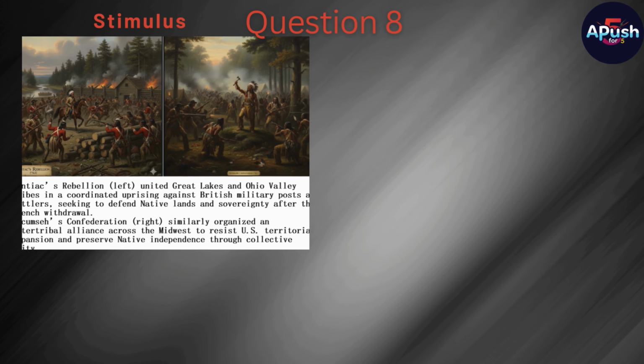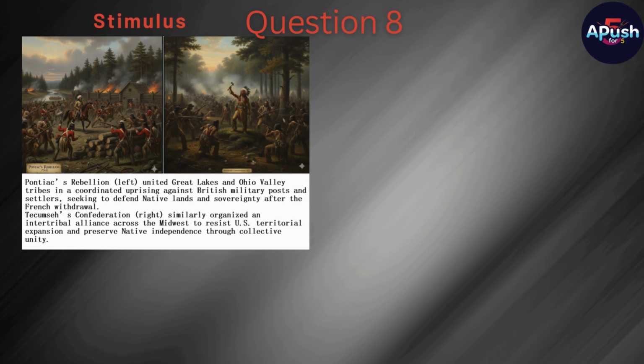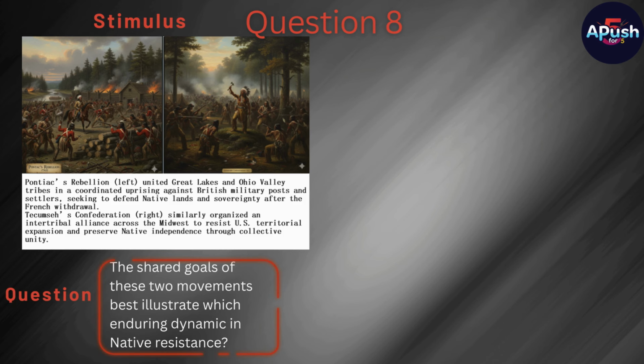Stimulus covering questions 8 through 10. Pontiac's Rebellion, 1763, united Great Lakes and Ohio Valley tribes in a coordinated uprising against British military posts and settlers, seeking to defend native lands and sovereignty after the French withdrawal. Tecumseh's Confederation, 1811, similarly organized an intertribal alliance across the Midwest to resist U.S. territorial expansion and preserve native independence through collective unity. Question. The shared goals of these two movements best illustrate which enduring dynamic in native resistance?